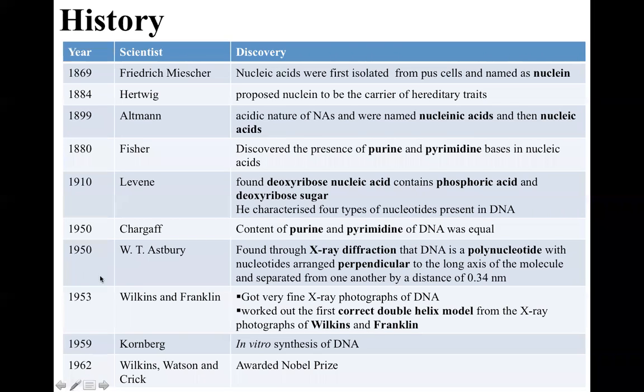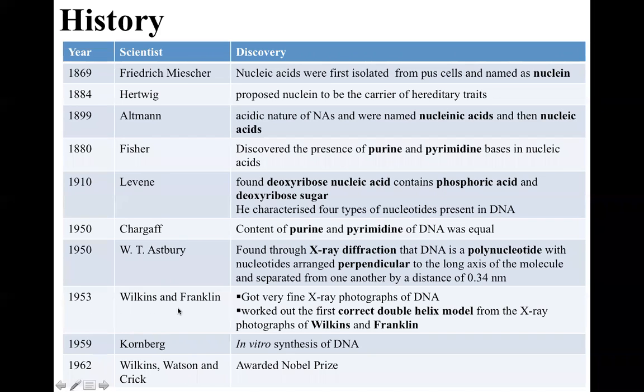In 1950, W.T. Astbury found through X-ray diffraction that DNA is a polynucleotide with nucleotides arranged perpendicular to the long axis of the molecule and separated from one another by a distance of 0.3 nanometer. So he told that through X-ray diffraction, DNA is a polynucleotide. Polynucleotide means many nucleotides arranged in a perpendicular fashion to the long axis of the molecule.